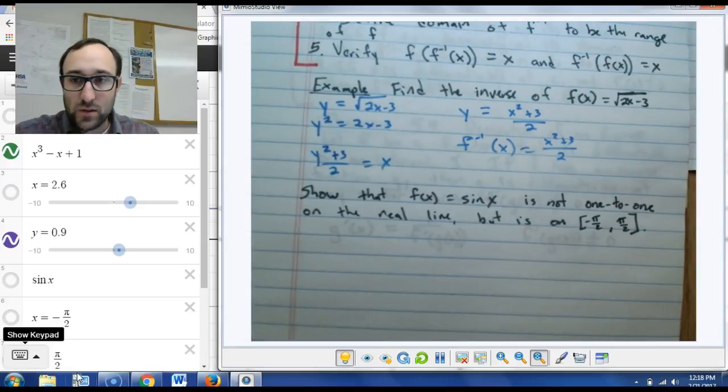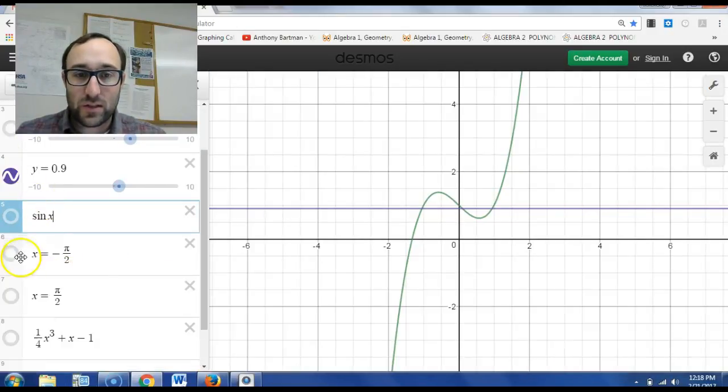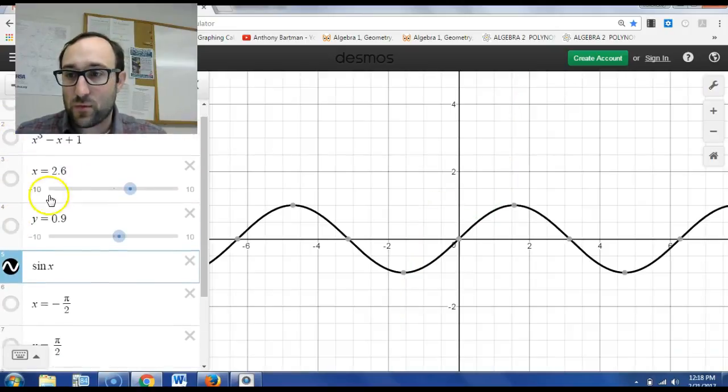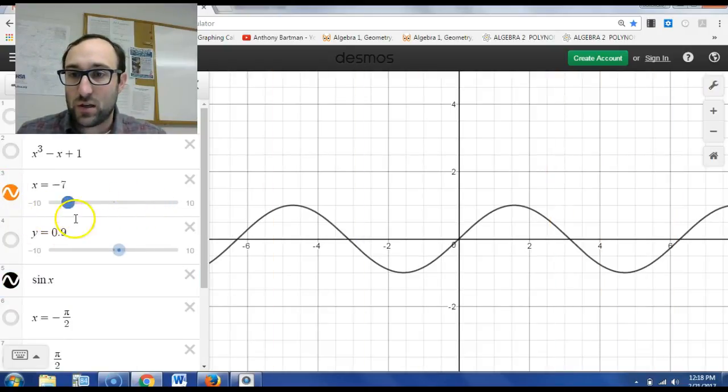All right, good. So the next one says that we're going to show that f of x equals sine x is not one-to-one on the real line, but it is on the interval from negative pi over 2 to pi over 2. Okay, so let's go through here and graph sine x. First of all, is sine a function? Yes, it is. We never have more than one y value for each x value.